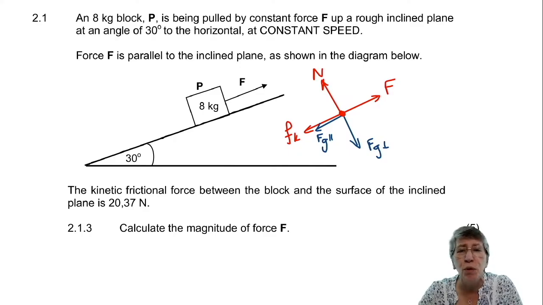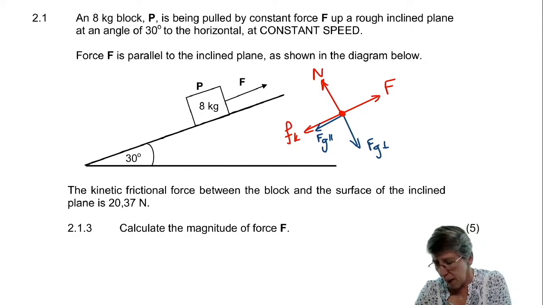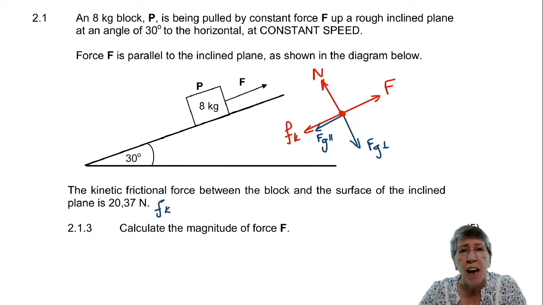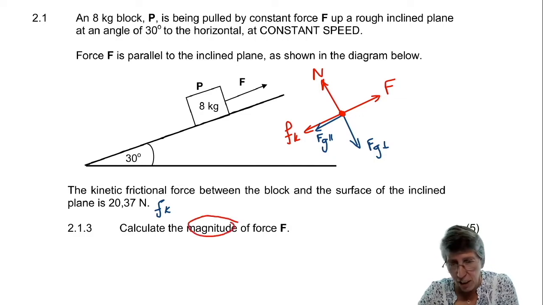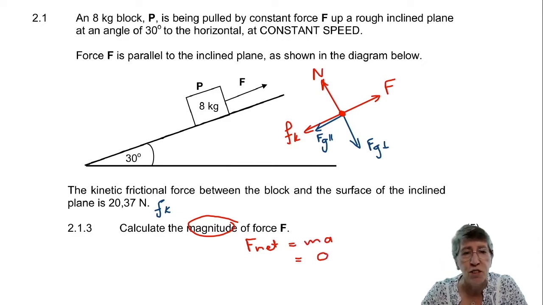In 2.1.3, they tell us that the kinetic frictional force between the block and the surface of this inclined plane is 20,37. So we have the value for our kinetic frictional force. And now they ask us to calculate the magnitude of that force F. Remember, for magnitude, I don't have to include direction. Here I'm going to start off with F net equals m times a. That is going to be 0.